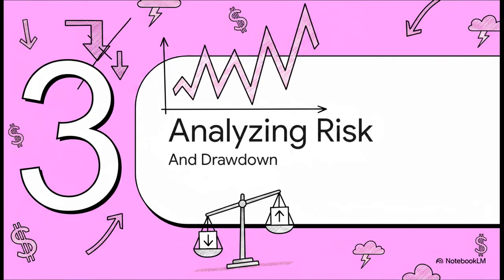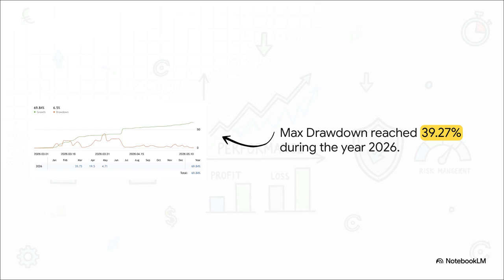Now for the absolutely critical part. Section 3, Analyzing Risk and Drawdown. Right now, the current visible drawdown is hovering around a very stable 6.5%. However, it is crucial to note that the historical maximum drawdown hit 39.27% back in late March and early April.